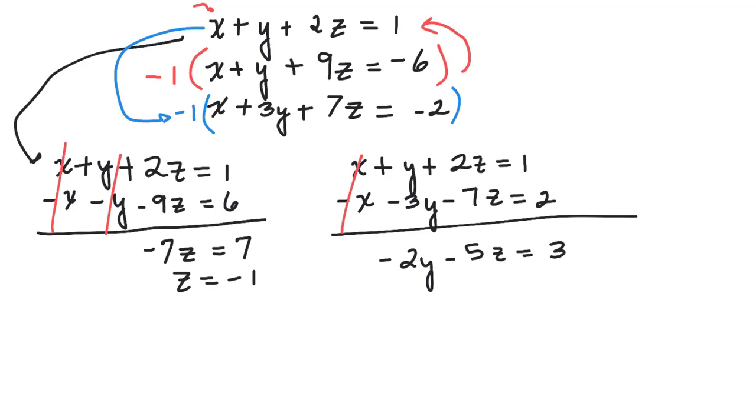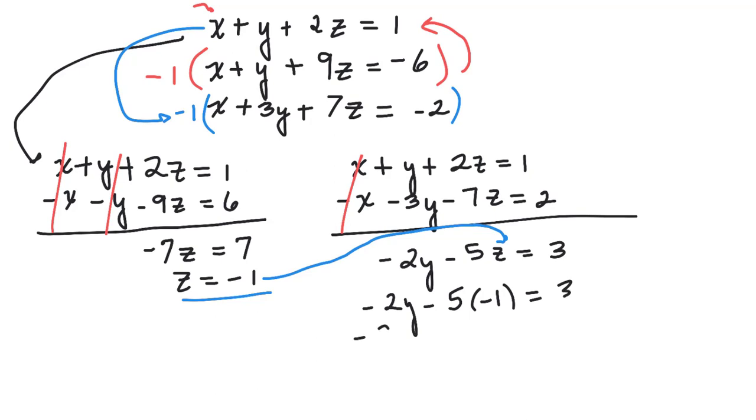And you might say, but hey, we got that. Well, look over here. Remember, we just solved this, so why not plug in -1 here for z? And then I could solve this for y. So let's do it. -2y minus 5 times -1 equals 3. I get -2y plus 5 equals 3. Subtract 5 on both sides gives me -2y equals 3 minus 5, which is -2. And then finally divide both sides by -2, and I get y equals 1.